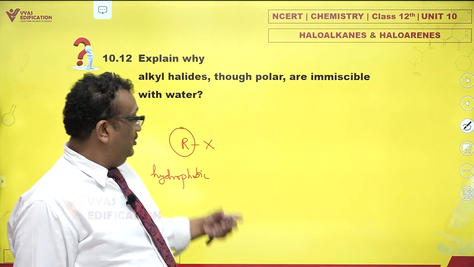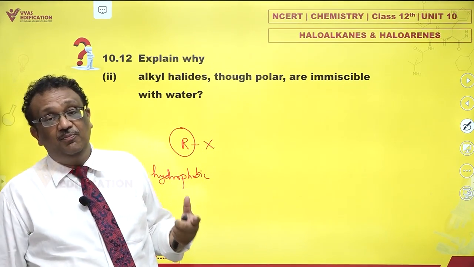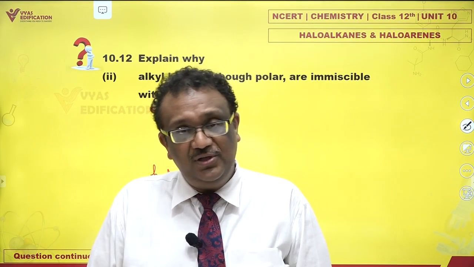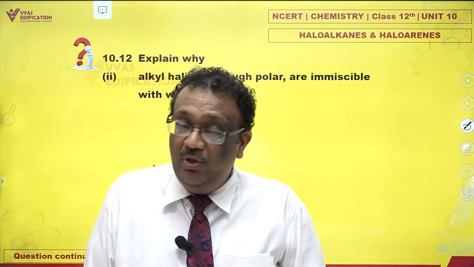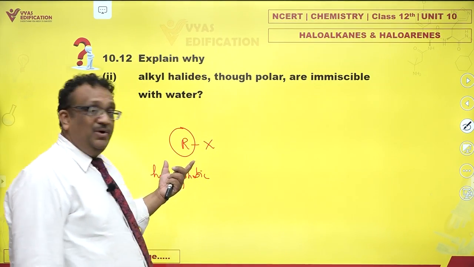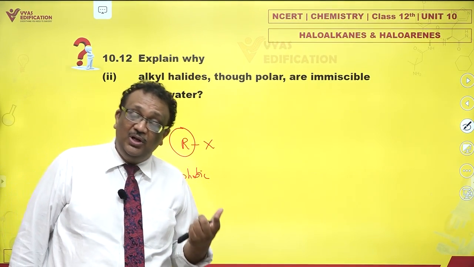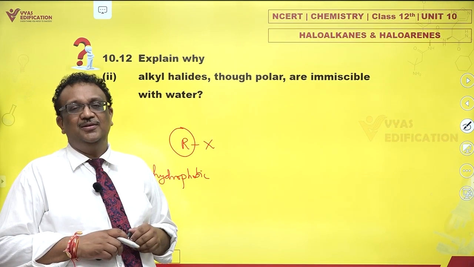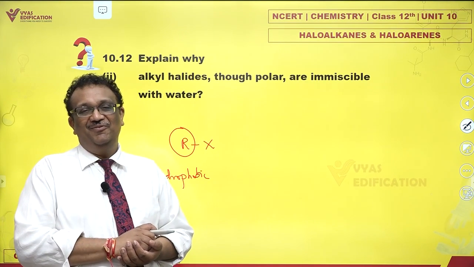And if you look at the halogen, whether it is Cl or Br or I, it is not strong enough to undergo any kind of hydrogen bonding with water. So yes, they are polar indeed, but since none of them undergoes any significant hydrogen bonding with water, water doesn't like them much, and hence they are immiscible with water.